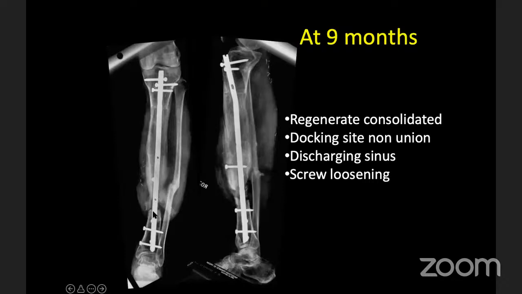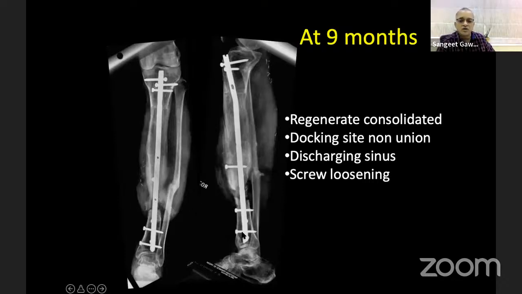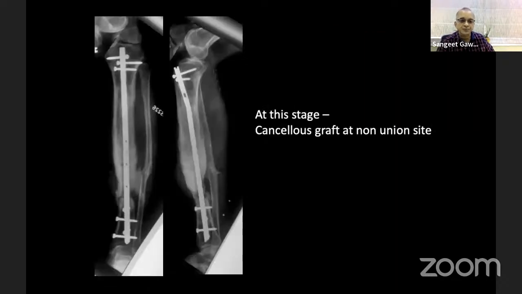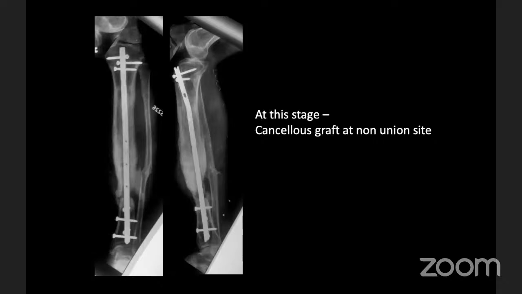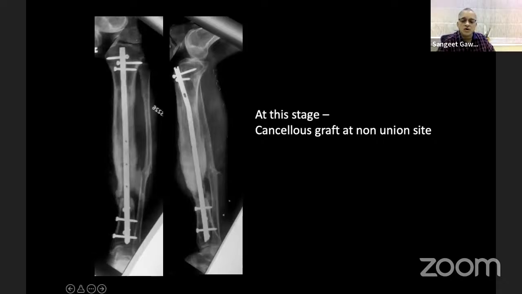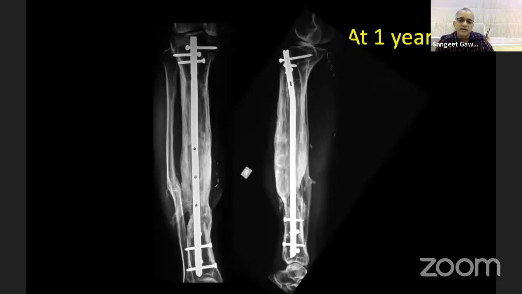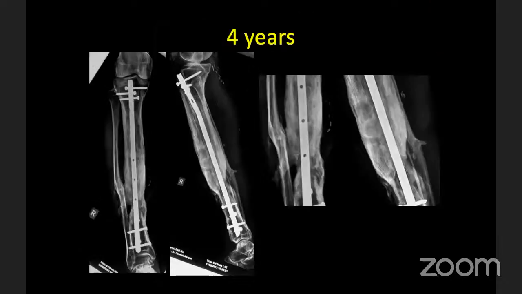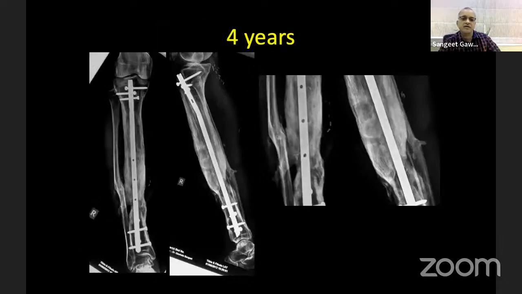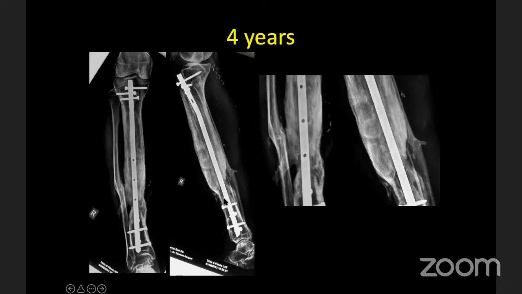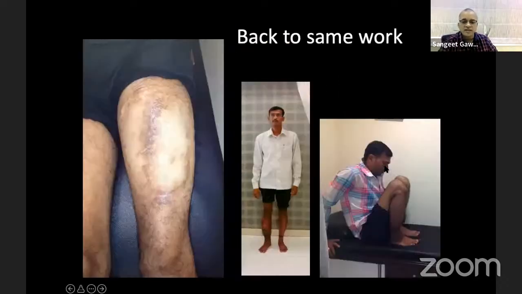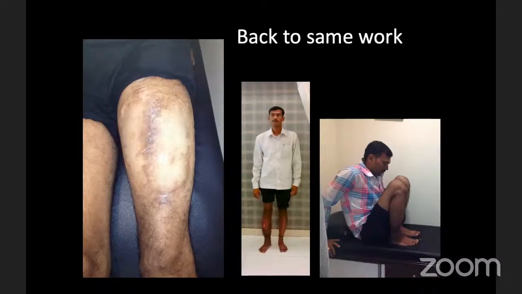The docking site had a non-union which had to be grafted. He also had a discharging sinus from one of the screws which was loose, which was removed. And at that stage where the union was not occurring, some cancellous graft was added. At the end of 1 year, everything healed. And at 4 years, this was his tibia, where a complete corticalization of the regenerate has happened. Also there is a complete union at the docking site. So here he is.